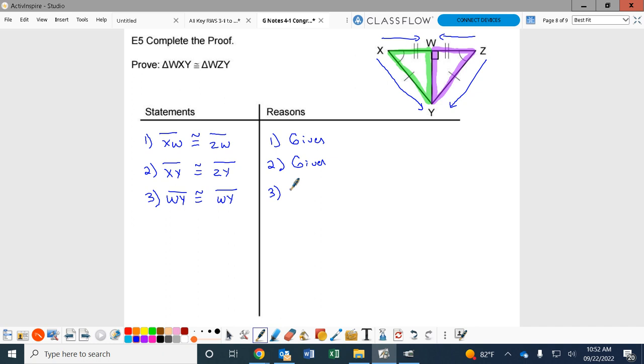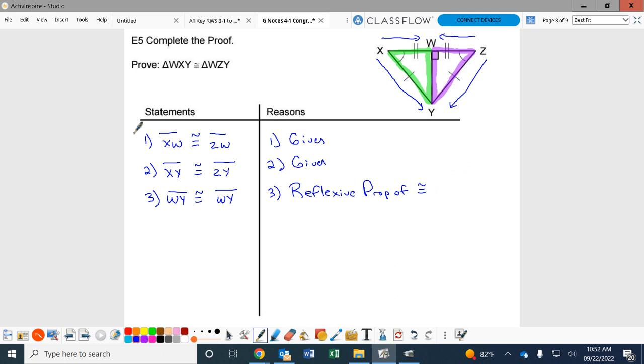Is it reflexive? Yes, it is. Reflexive property of congruence. Now let me tell you, that's going to show up all chapter, guys, so that's one you got to know. You put this anytime something is congruent to itself.